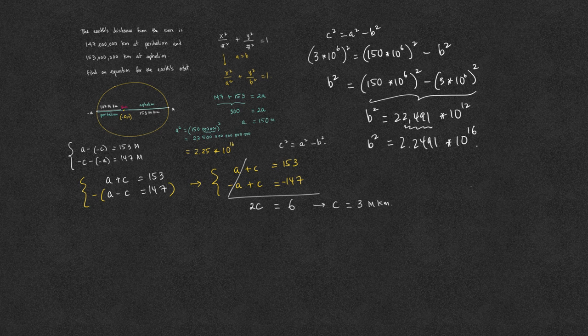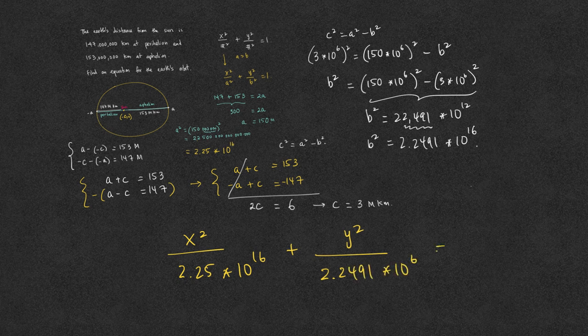The equation of the Earth's orbit is therefore x squared over a squared, but a squared is 2.25 times 10 to the 16, plus y squared over b squared, but b squared is 2.2491 times 10 to the 16, equals 1.